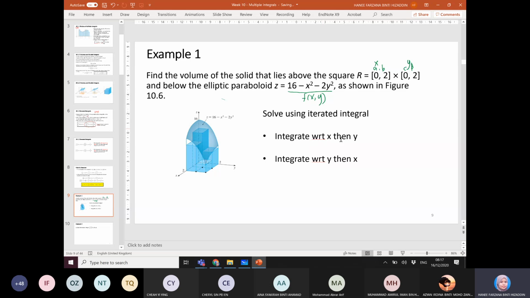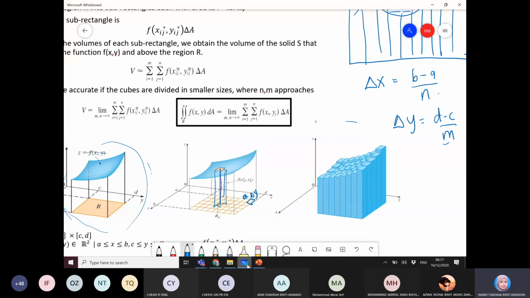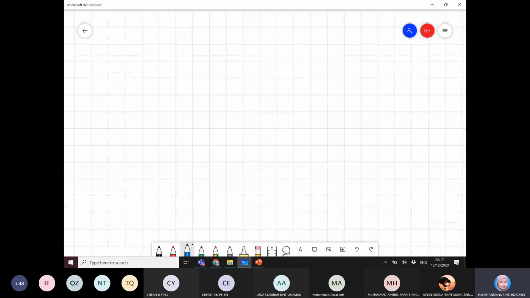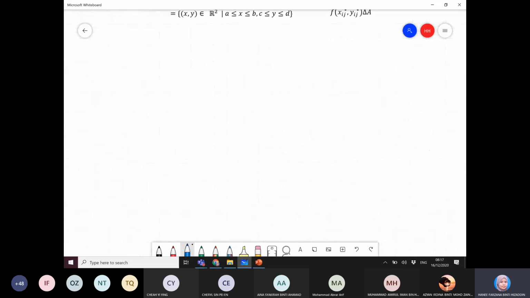This figure is obviously taken from your notes. So let's first integrate with respect to x and then y. And next, integrate with respect to y and then x. I know that all the solution is already available in the notes, but you need to be able to do it on your own anyway, right? So let's do it together.